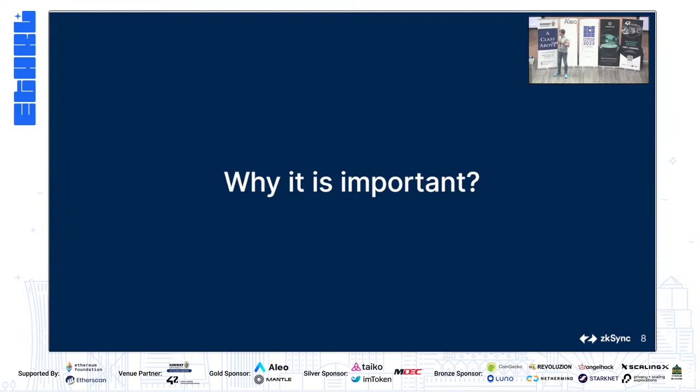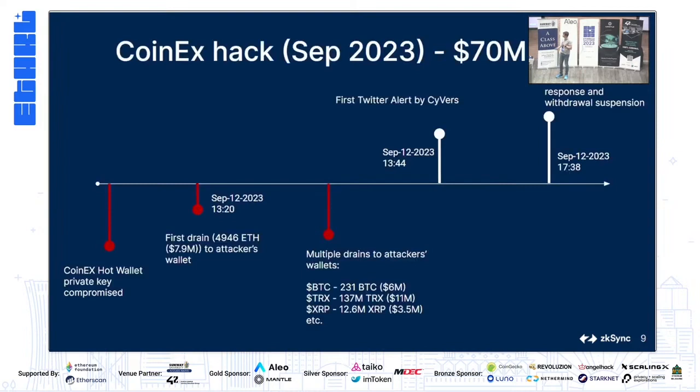So let's review several hacks from the past. One of them, quite a recent one, is CoinEx. Another one is from 2017, the Parity multi-sig wallet hack. Does everyone know about that hack? Did you read about it? Okay. So, basically, the CoinEx hack.